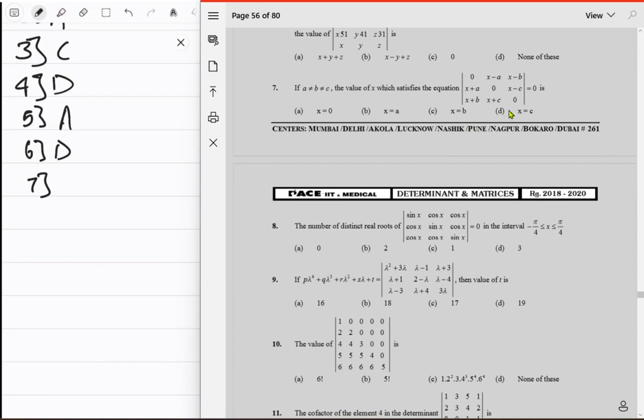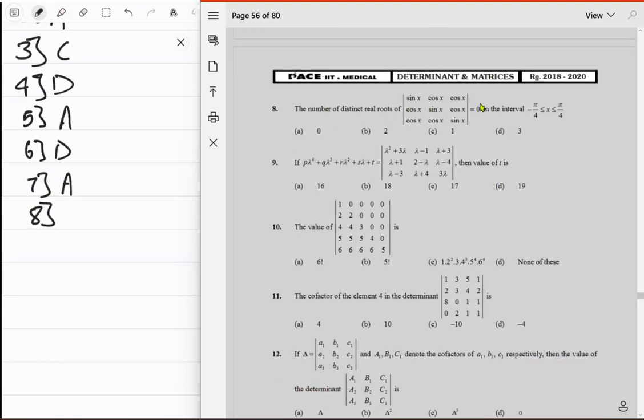Then like b and c, those won't also work, which means 0 is the only thing. So a is correct. Next question. So it is really just single correct, right? 8. 8, the number of distinct real roots of this thing in this interval is.